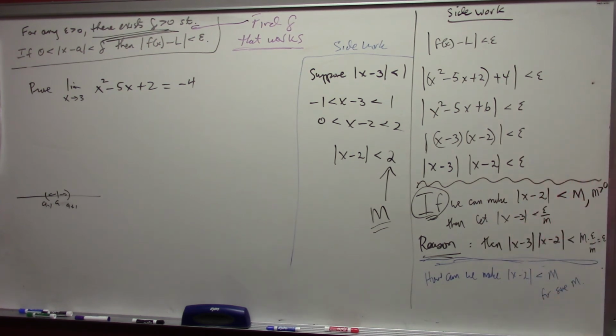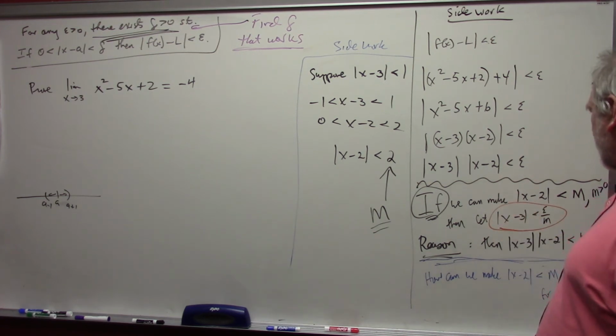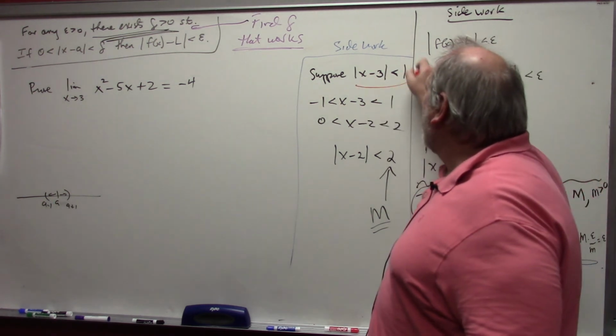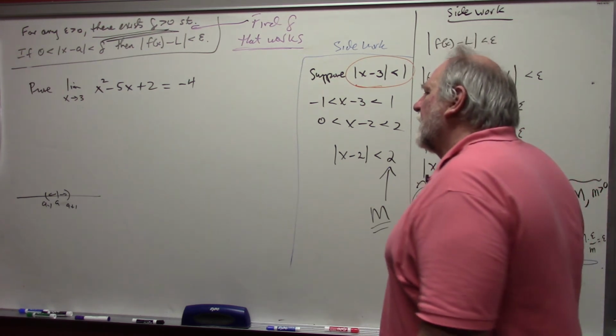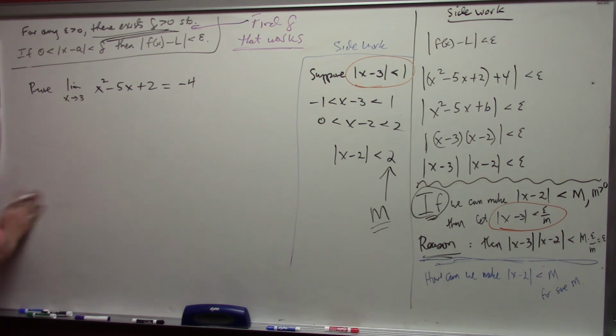Now, what we're doing here is dealing with the absolute value of x minus 3 in two different ways. The absolute value of x minus 3 has to be less than epsilon over m, in this case epsilon over 2, and the absolute value of x minus 3 has to be less than 1. And so we have to make sure both of those happen. But we're now ready to do the proof.